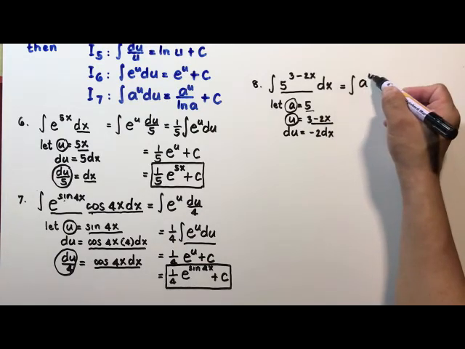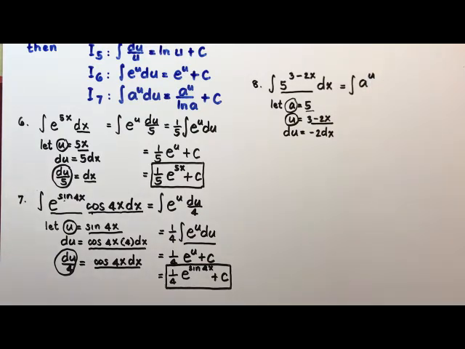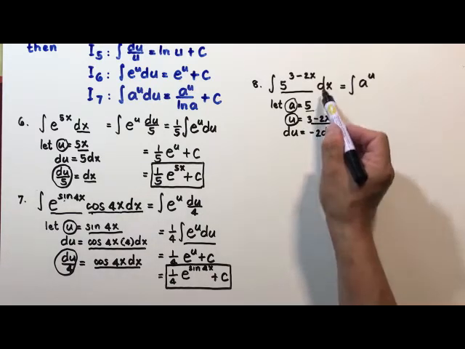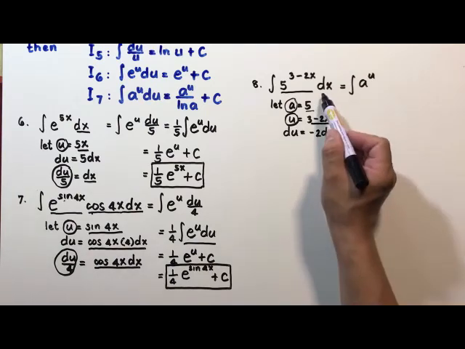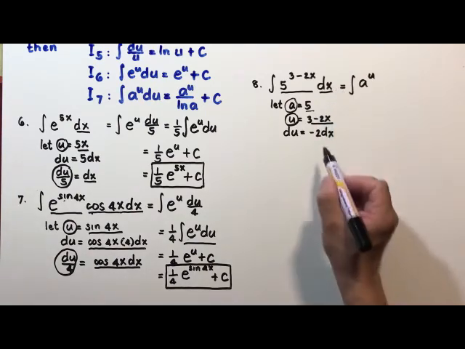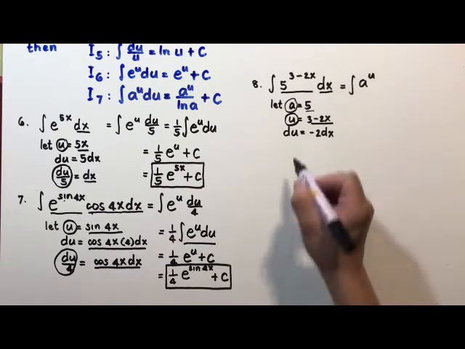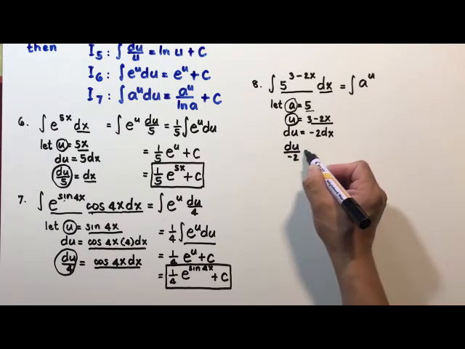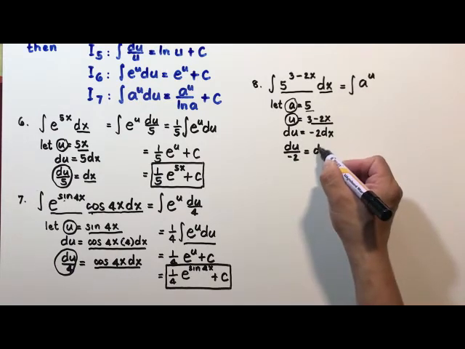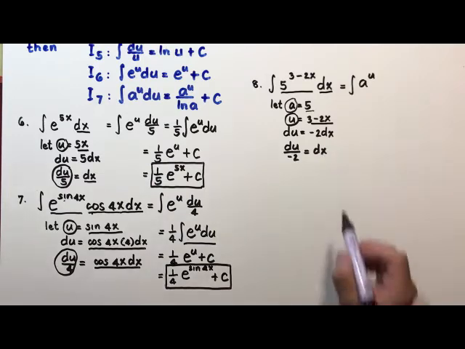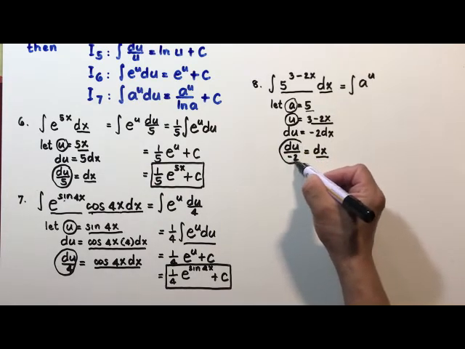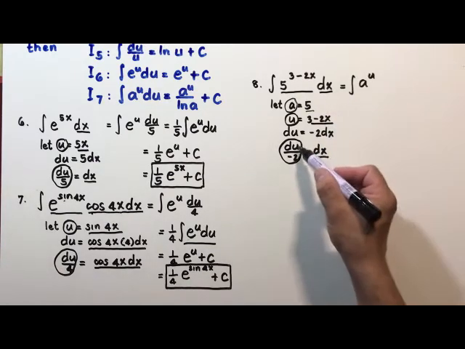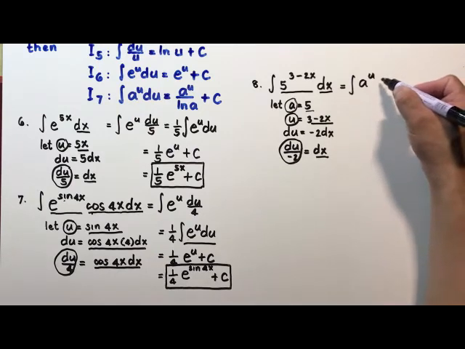So a to the power u. And we realize that I don't have negative 2 here because we have only dx here. So what we will do is to eliminate negative 2 by dividing both sides here by negative 2. So du over negative 2 is the value of our dx. So our dx is equal to du over negative 2. So instead of writing dx, we will write du over negative 2.